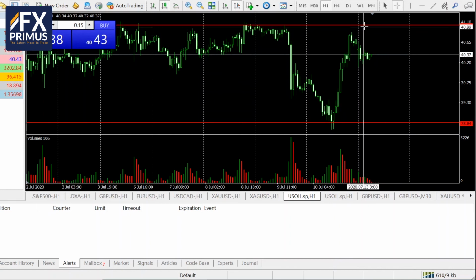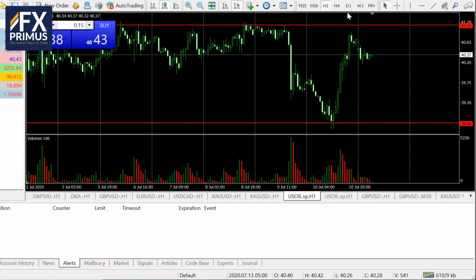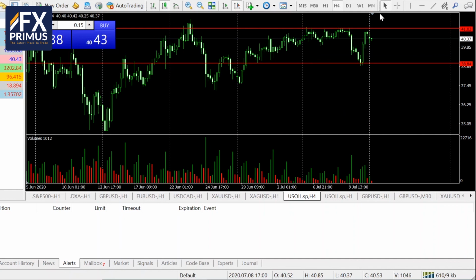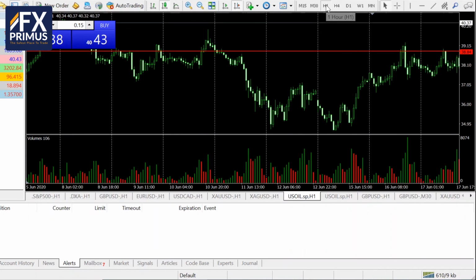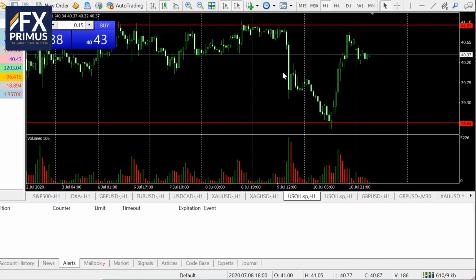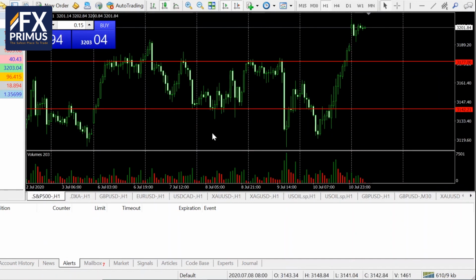However, there is a very strong resistance at $41. It's been testing this $41 level for quite a number of days, and there is a high chance it will still be consolidating within the $41 to $38 range. So that about wraps up the technical analysis section.